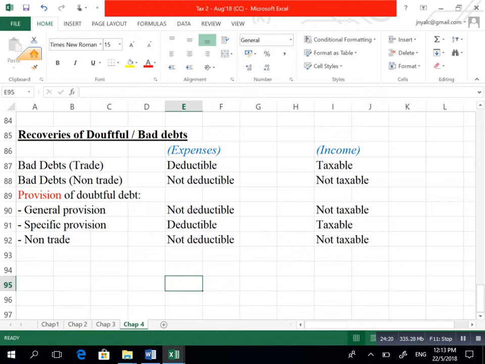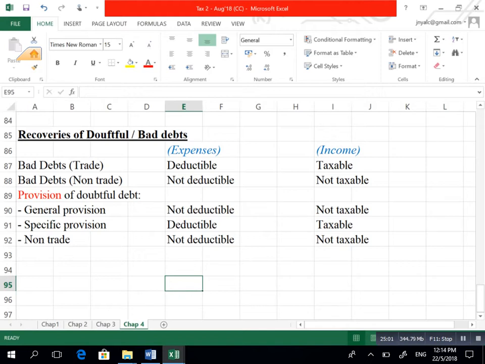Okay, so again, when expenses are incurred for bad debts, you have to determine the deductibility of the expenses first. Then only you will know whether the income, the recovery in future, will be taxable or not taxable. First one, the confirmed bad debts. But can you see I mentioned in bracket, trade? Trade means related to business, right? So if the bad debt is related to your business, for example your customer's bad debt, definitely these expenses will be deductible. Bad debt expenses is deductible.